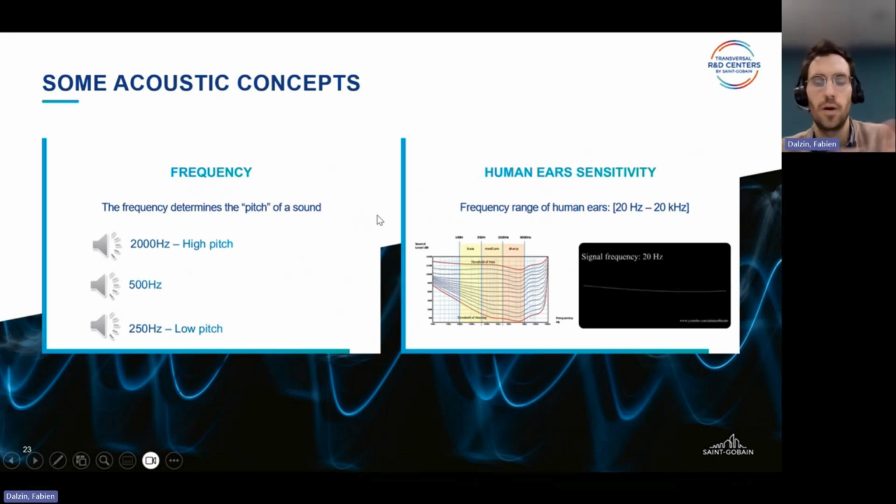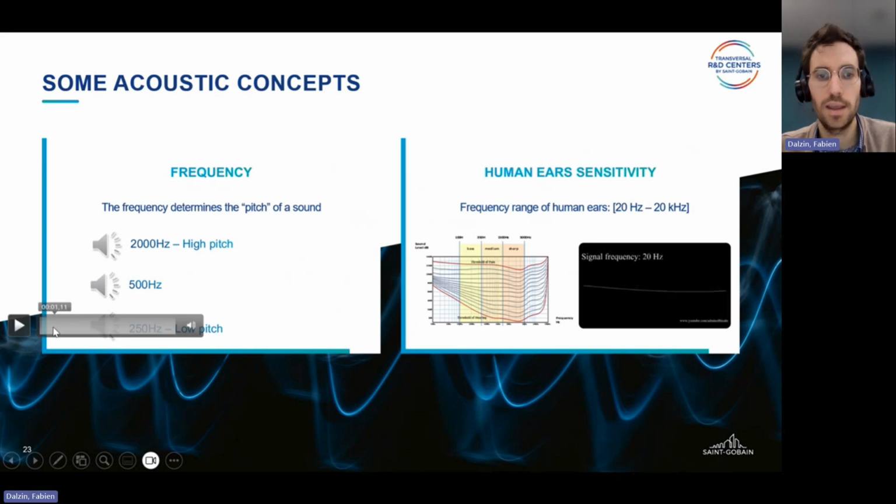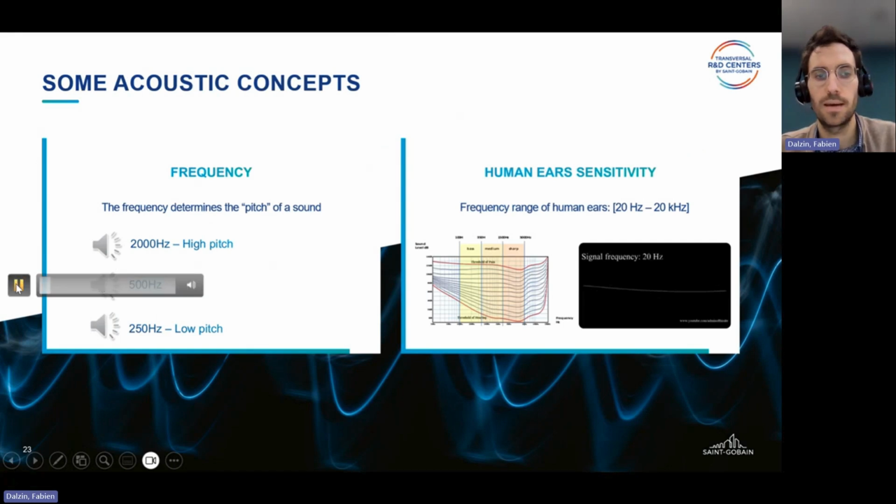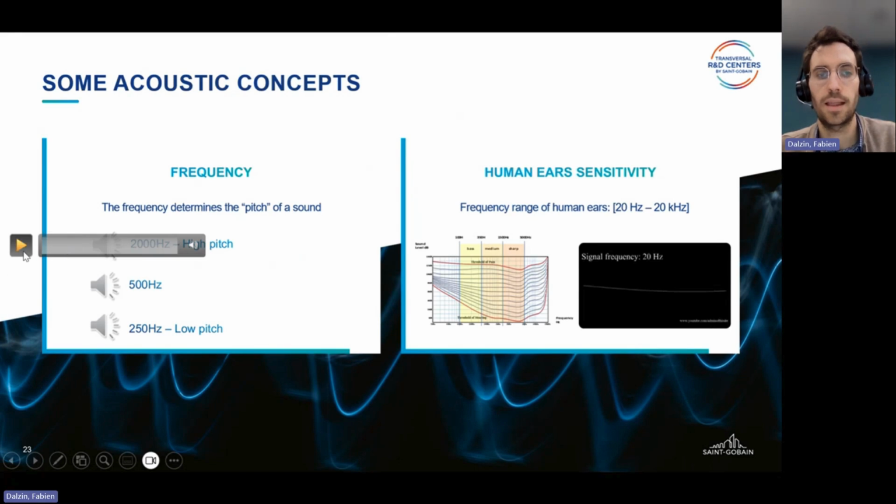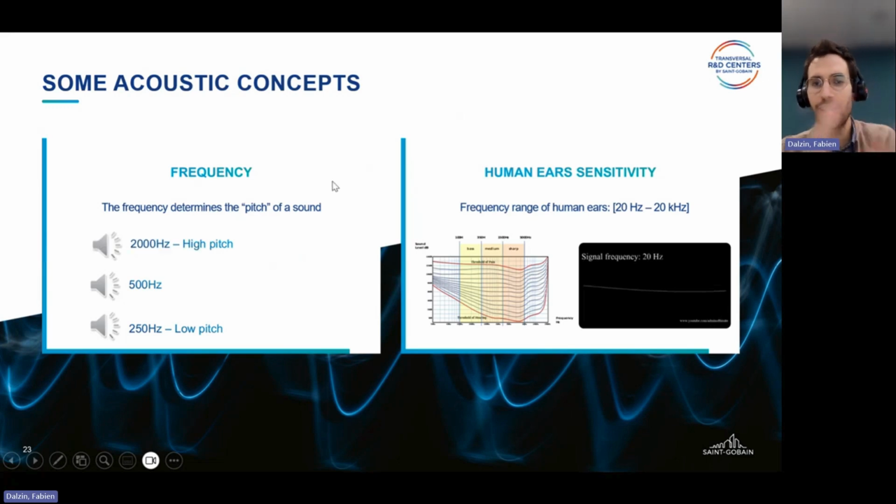So now let's talk about another concept in acoustics, which is frequency. Frequency, in fact, determines the pitch of the sound. So you have the low frequency, here an example of 250 Hertz. You can see that it's very, very low. Then you have the medium frequency and 2000 Hertz, which is very high pitch. What you have to know is that the frequency range of human ears is between 20 Hertz and 20 kilohertz, so 20,000 Hertz.